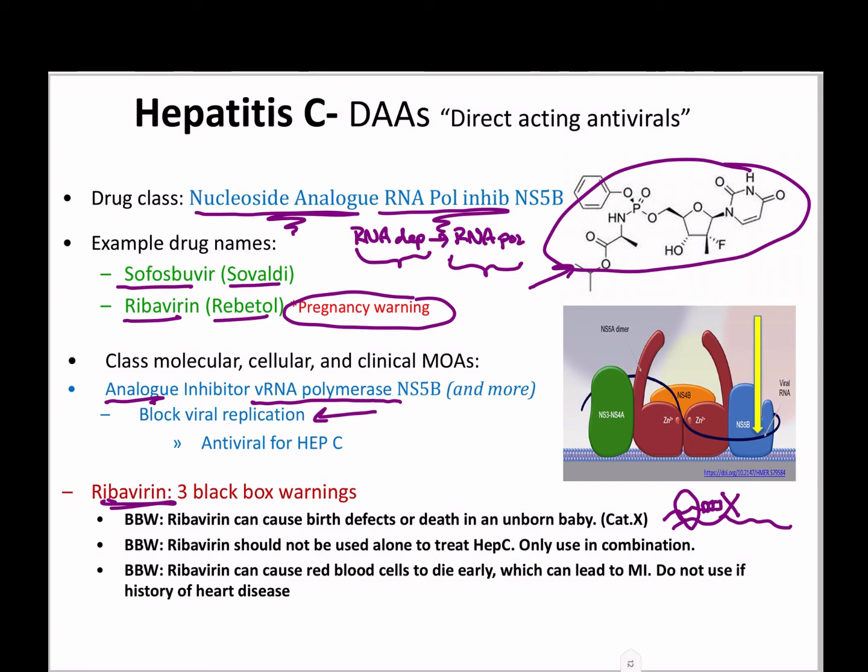It can actually be a pretty dangerous drug. It's a category X, which is a very high category for warning of use in pregnancy. It has actually been found in humans to be able to cause birth defects or death of an unborn baby. It's also not to be used alone. It has to be used only in combination with other hepatitis C drugs, and it can be toxic to red blood cells. This can actually lead to myocardial infarction, and so anyone with a history of heart disease shouldn't be taking it. So remember, ribavirin has 3 black box warnings and is a pretty serious drug.